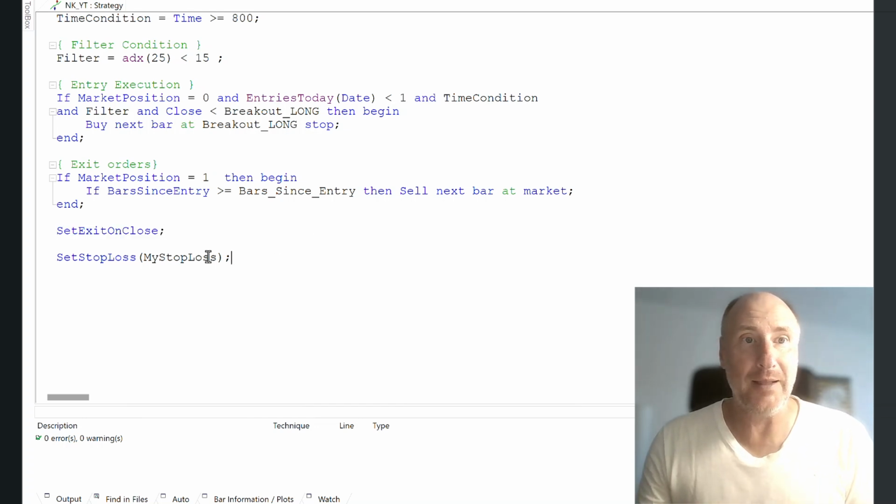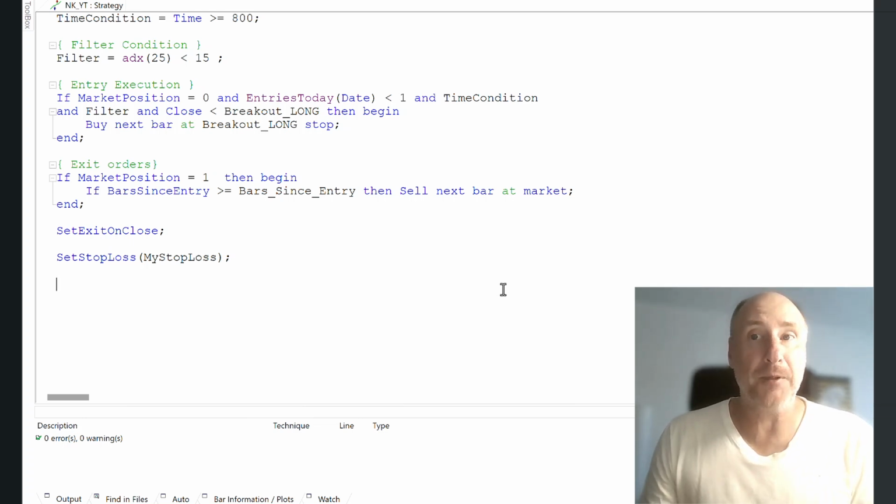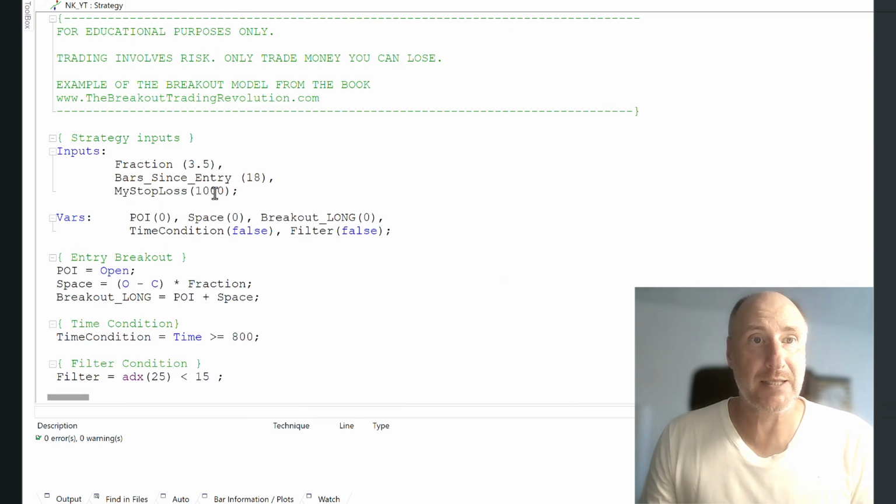And finally, we need to use some protective stop loss. As always, you can optimize stop loss. I just used a simple $1,000. It's a protective stop loss. You can play with this one and you can optimize it as well.